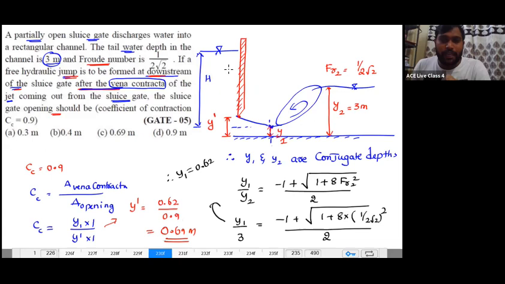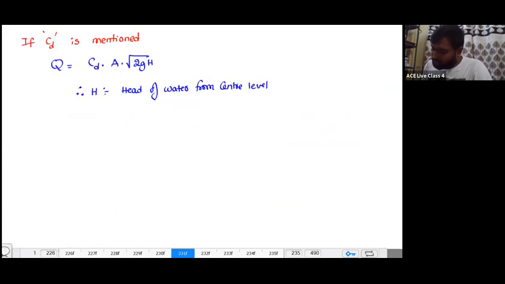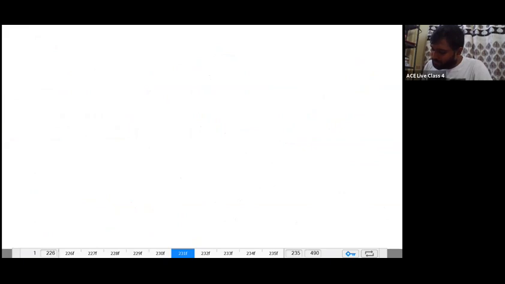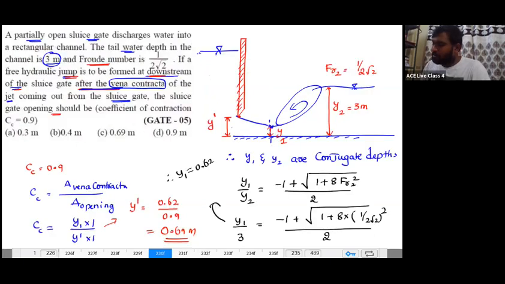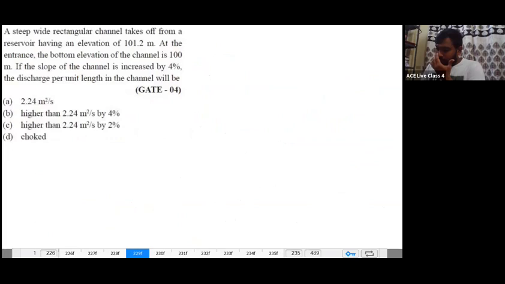For GATE point of view, you don't worry about that. So this is the head of water now. This is the H. H is nothing but a head of water above the center level. Don't need to worry about this. Hope you understood. So what is the y1 value? y1 is going to be 0.62. Now that's all.